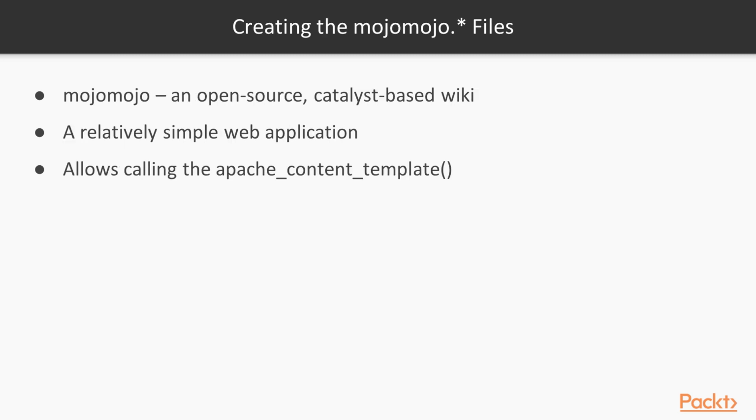Let's move on to create the mojo.* files. The SELinux policy, which we're about to see, is for Mojo, an open-source Catalyst-based wiki. The code is pretty lightweight, and it's a relatively simple web application, infrastructure-wise. In it, we call the Apache Content Template method, which provides most of the necessary rules out of the box.